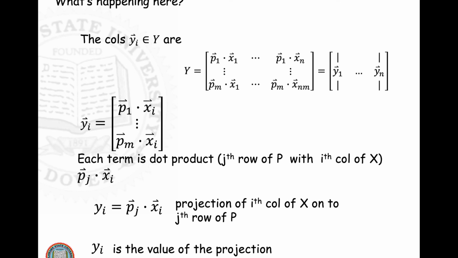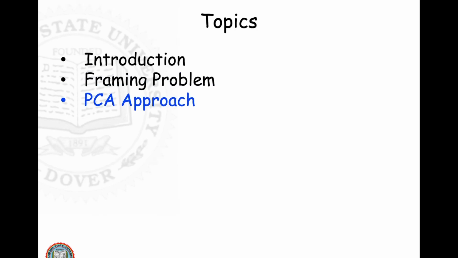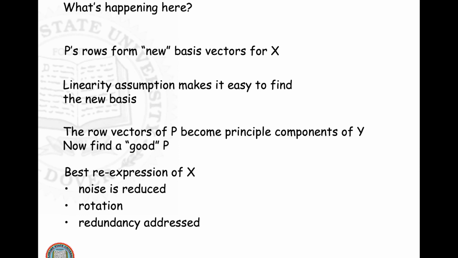And so each one of these columns in the new representation Y is a projection of the ith column of X onto the jth row of P. And so the Yi is the value of all of these projections of each data point from our original design matrix in our X representation into this new basis described by the rows of P. Okay, so let's take a look at the PCA approach.